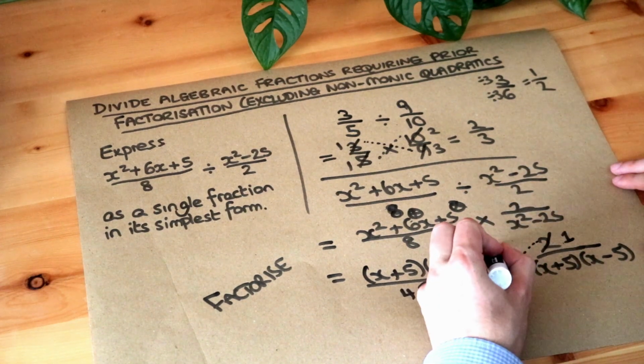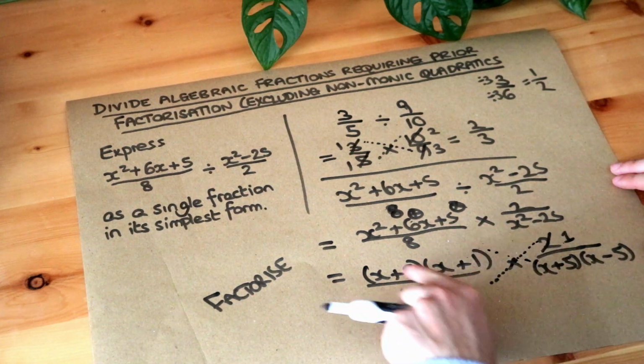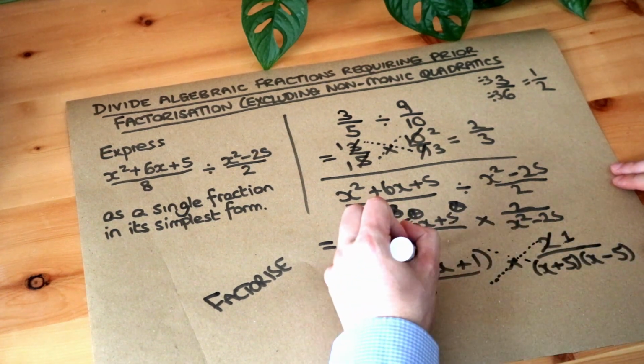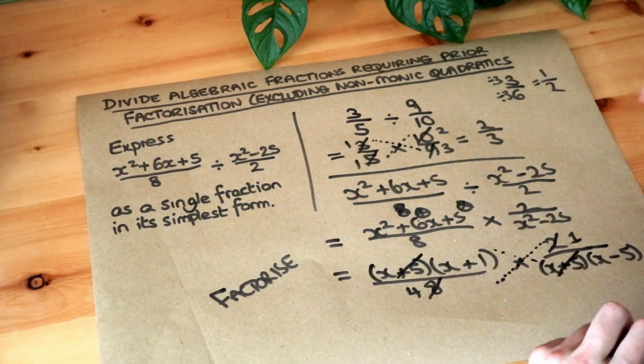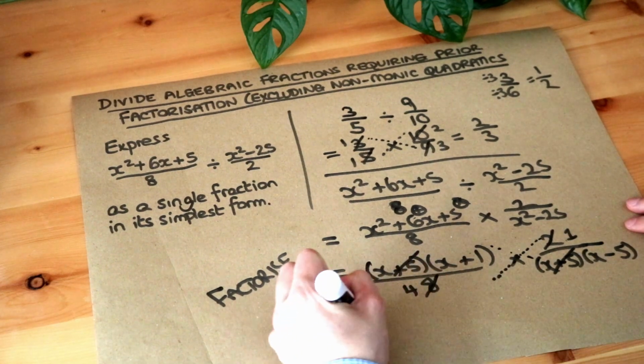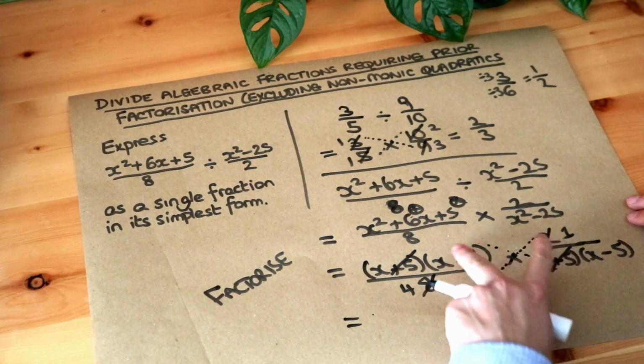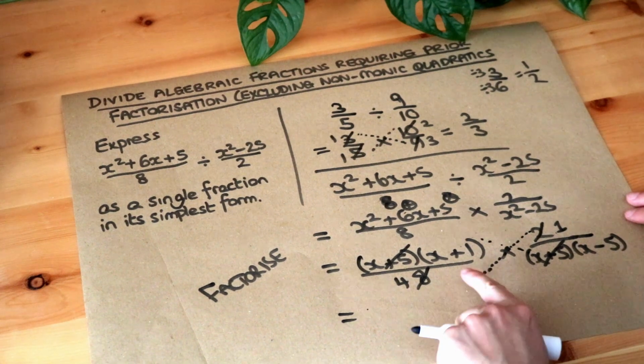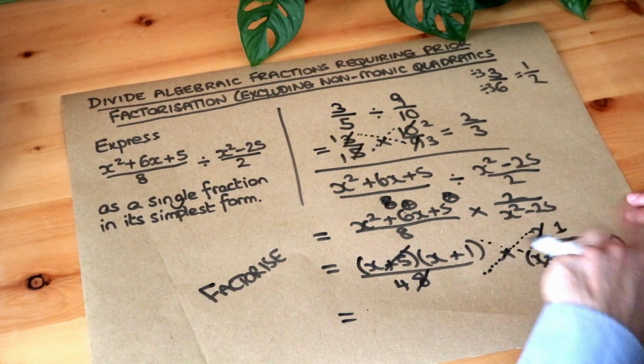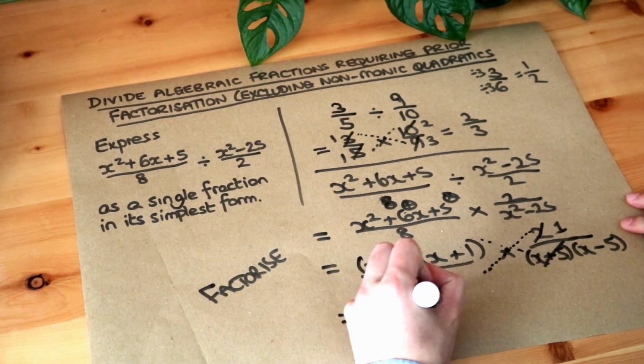Now what about this direction? Well, we can see there's an x plus 5 and an x plus 5 here, so let's cross those out. We divide by the x plus 5s to get rid of them. And then there's nothing else I can see that's common here and here. So what have we got left? We've got x plus 1 times 1, which is just x plus 1.